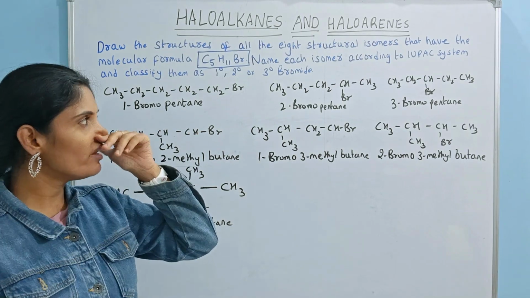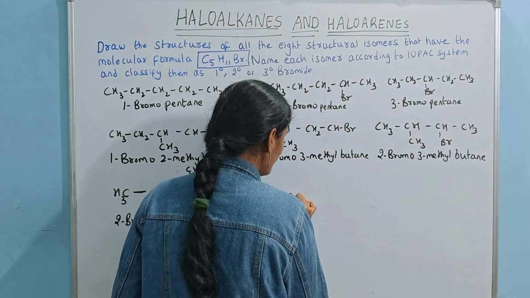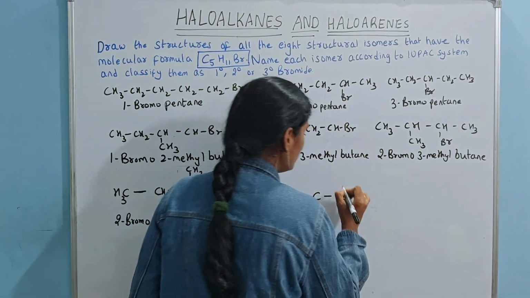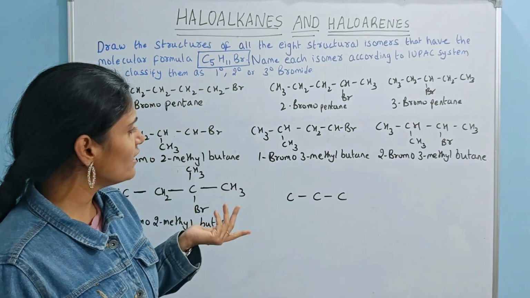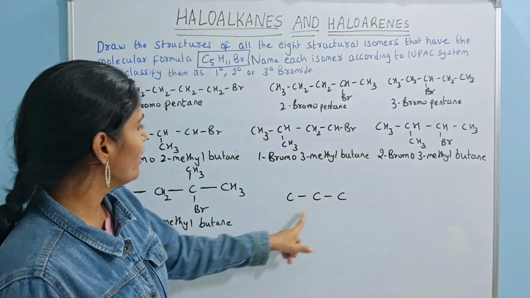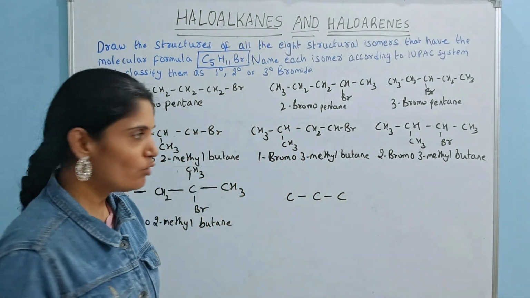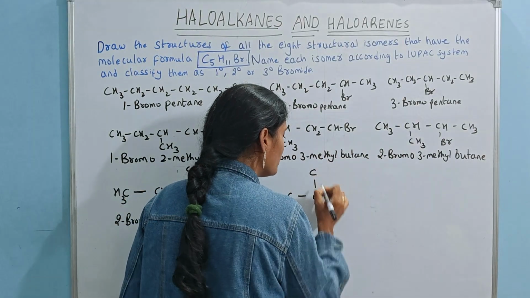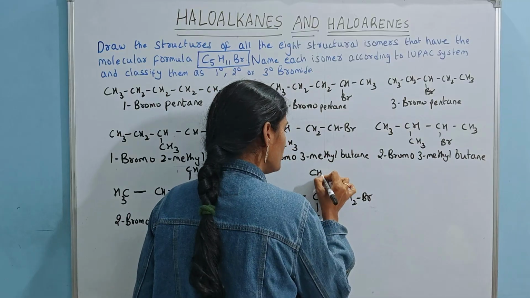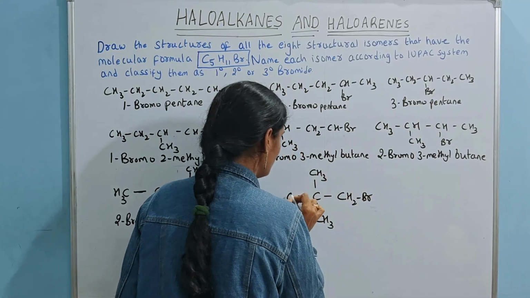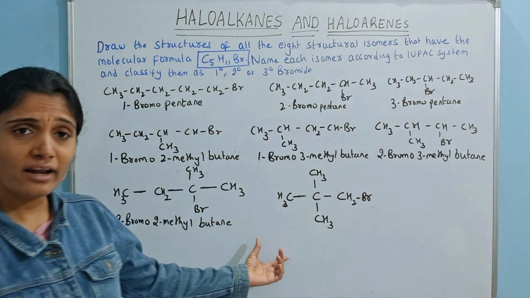With 5 carbons in the main chain, I already wrote the positional isomers. Now I can try 3 carbons in the main chain. What else is pending for me? I already have 3 carbons in the main chain, so I have 2 more carbons. I can put 1 carbon here and 1 carbon here, and write it as CH2Br, with CH3, CH3, CH3. Yes, this I can write.